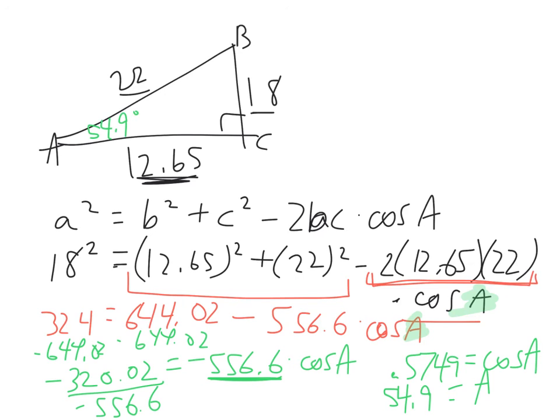So this is 54.9 degrees. Now, this is 90, this is 54.9, so now I can find angle B, because I know the three have to add up to 180. So I can do 180 minus 54.9 minus 90, and I'm left with 35.1 degrees. Now altogether, these three angles will equal 180. So those would be your answers. A would be 54.9, B would be 35.1.